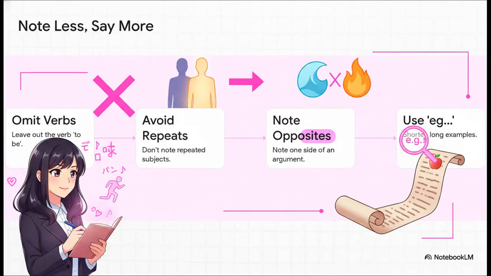Now, this idea of strategic forgetting, it's everywhere. You can just skip the verb to be. If a speaker says, some people think X, but others think Y, you only have to note the first part. The second is just its logical opposite. If they give a long list of examples, just writing e.g. and the first item is usually enough to recall the vibe of the rest. It's all about trusting your brain and writing the absolute minimum you need to reactivate the memory.